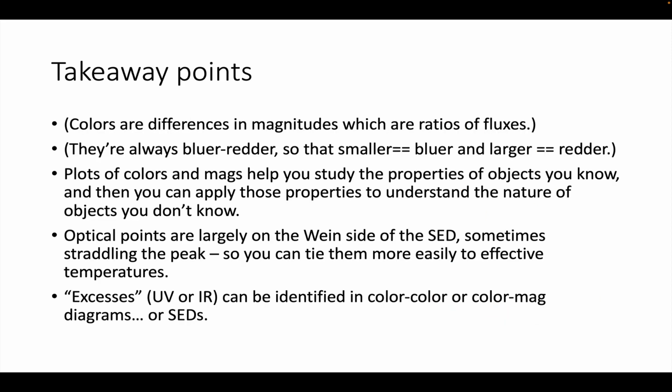So your takeaway points from this chapter are that, and remember that colors are differences in magnitudes, which are ratios of fluxes. And they're always bluer minus redder, so that smaller is bluer and larger is redder. So when you make plots of colors and magnitudes, it helps you study the properties of objects you know. And then you can apply those properties to understand the nature of objects you don't know. Because the optical points are largely on the Wien side of the SED, sometimes, if not often, straddling the peak of the SED, you can tie them really effectively to effective temperature. When you find excesses from either the ultraviolet or the IR, you can identify them from the color or color magnitude diagrams or in the SEDs.